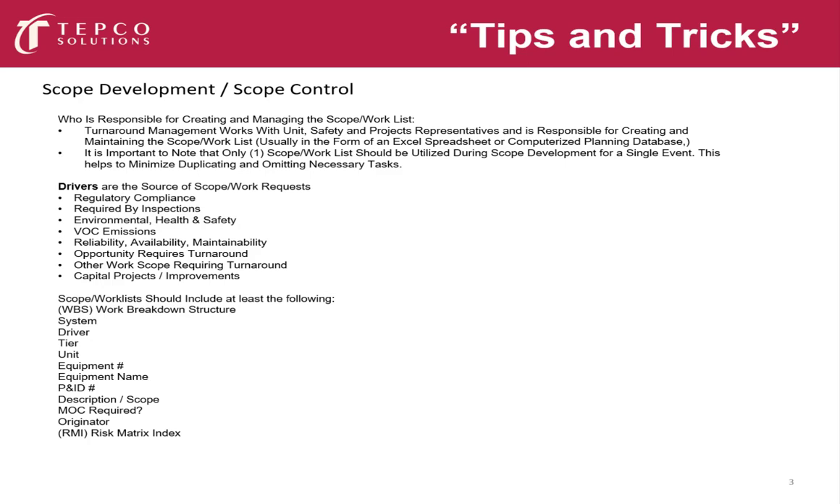The scope list should include at least the following: the work breakdown structure, which describes what it is, where it is, and what it's associated with. The system should also be part of this work request, and it could be utilities or a process system. It helps in our scheduling a little later and optimization of our schedule.